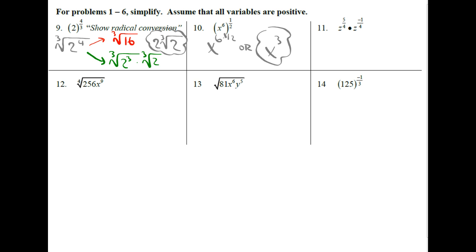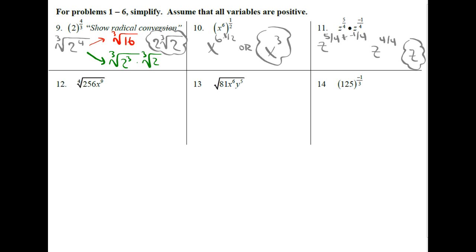Same thing with number 11. We have a power times a power, so this is a product of powers. And in this case, we would add these two exponents. So 5/4 plus -1/4 would give you a total of z to the 4/4, which we all know as z to the 1. And nobody ever writes the exponent of 1. So that would be the same as z.